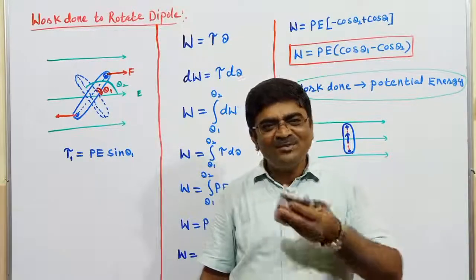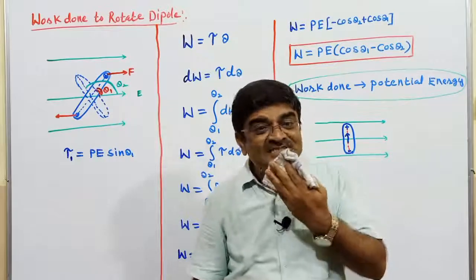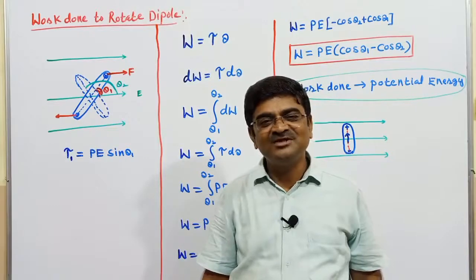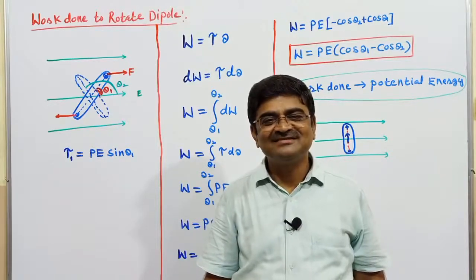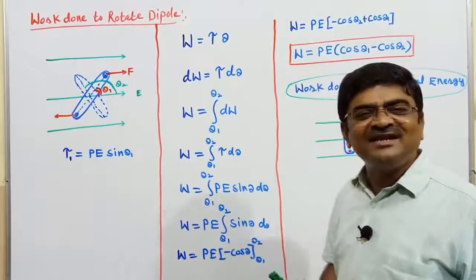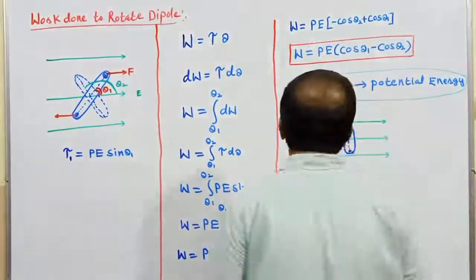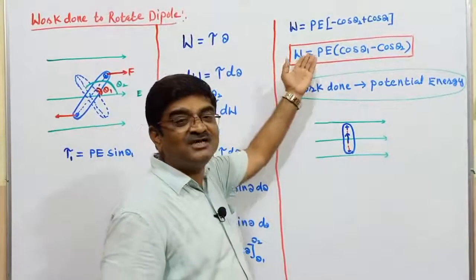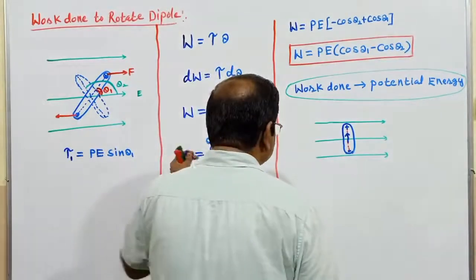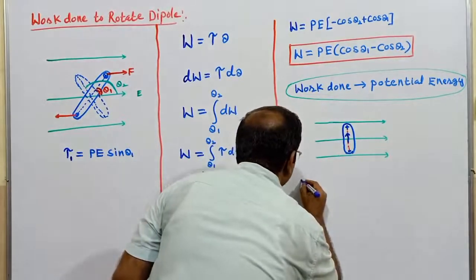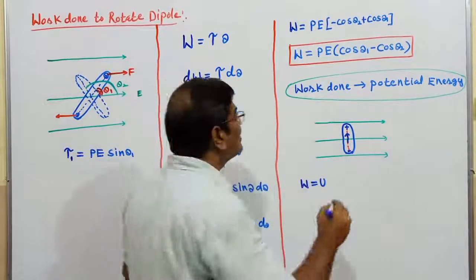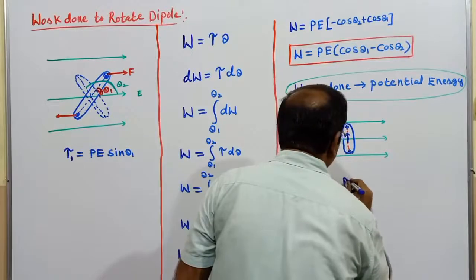Perpendicular to the dipole moment is chosen as the reference level for measurement of potential energy. This position of the dipole is chosen as a reference level. Then whenever I use this equation to calculate the potential energy, as I mentioned, work done is going to get stored as a potential energy. So I have got that work done as a potential energy, which is equal to PE.